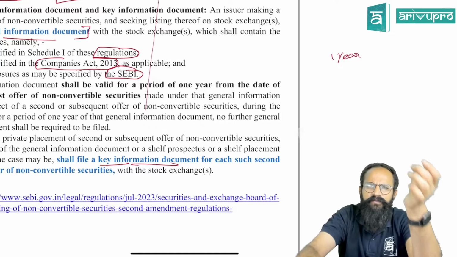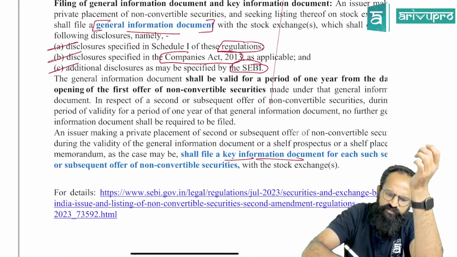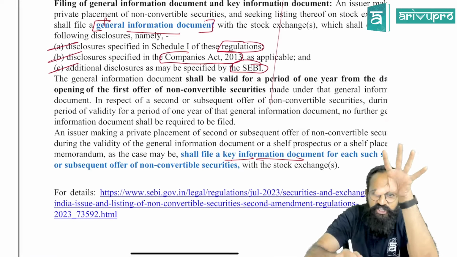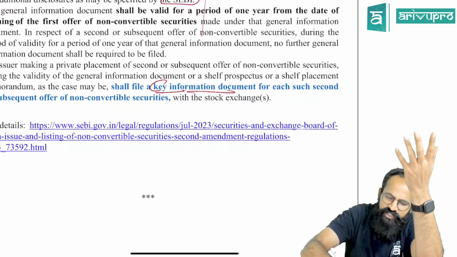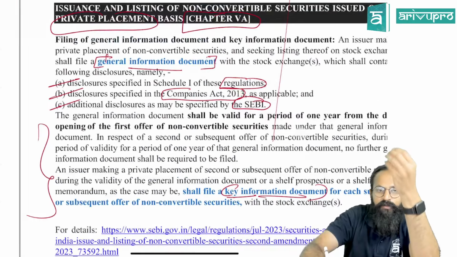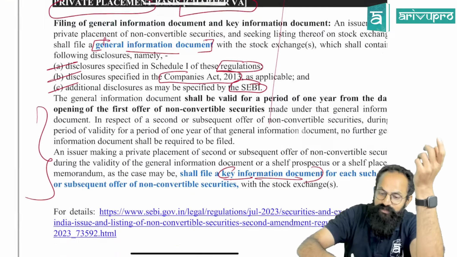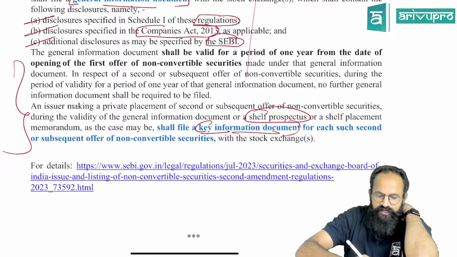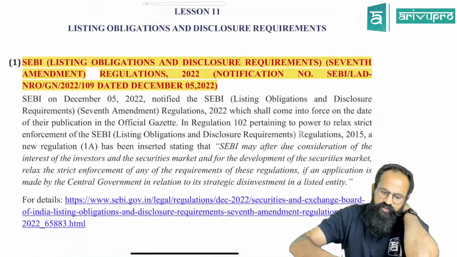Imagine this is the general information document. This is like a parent. The GID is like a parent. In the GID, one small component is the KID. You just give the KID. If you read this entire explanation, it explains even about the shelf prospectus also. Similar to that is what they're telling. Understood? Done. Next one, sir.